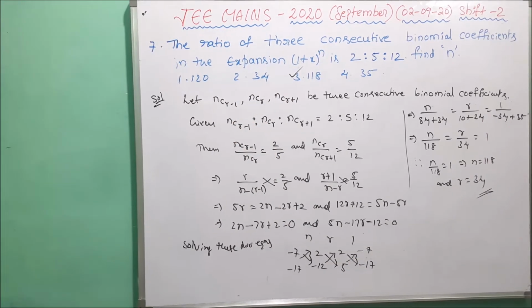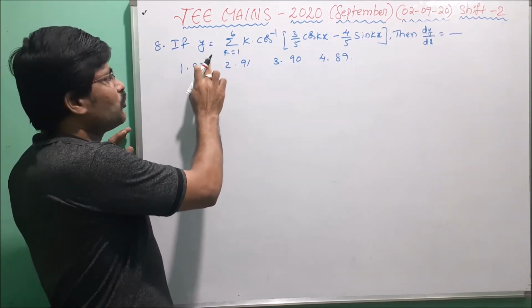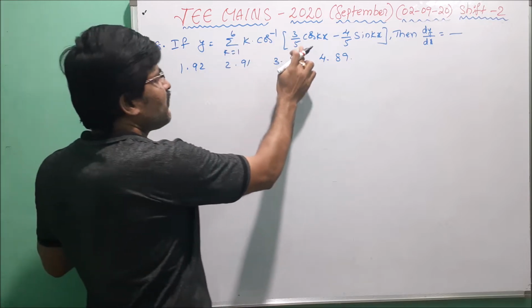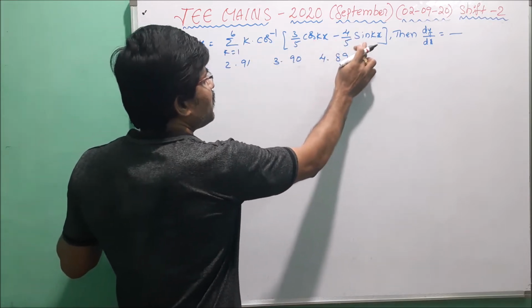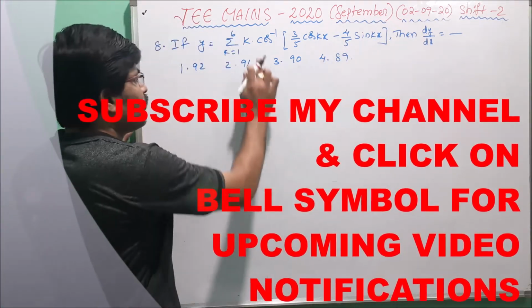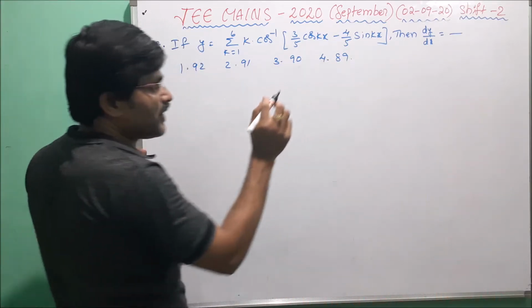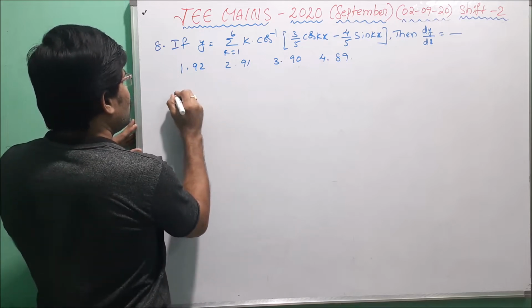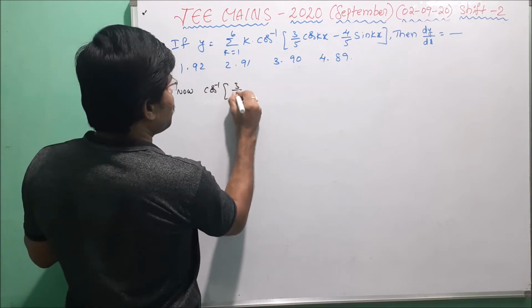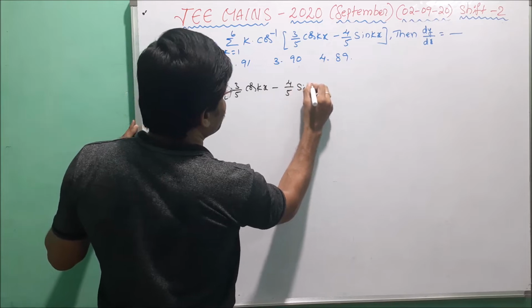Now the next one is: if y equals summation k equals 1 to 6 of k into cos inverse of (3 by 5 cos kx minus 4 by 5 into sin kx), then find dy by dx. First we take this expression, cos inverse of (3 by 5 cos kx minus 4 by 5 sin kx).